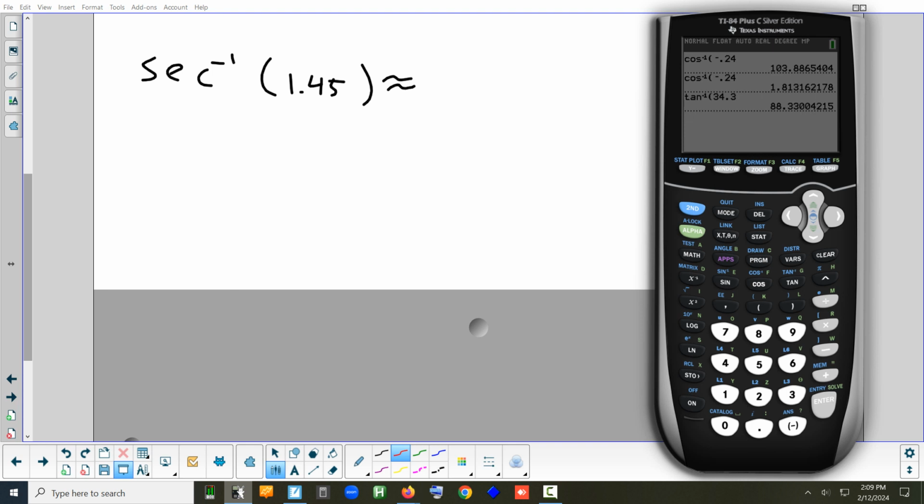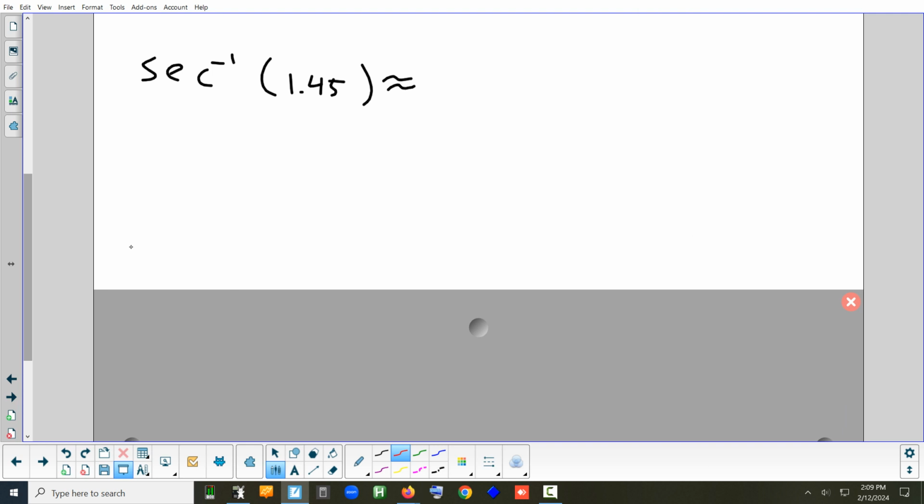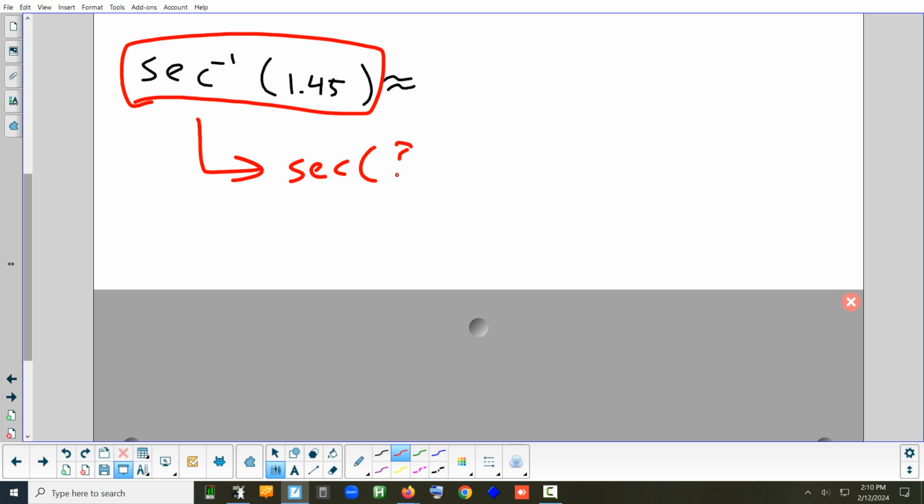Yeah? Is it the 1 over sine? Well, kind of. We're going to do something with 1 over, but not exactly like we did before. Can somebody reword this question for me? I want to reword it in a way that if I don't know what inverse trig means, I have something right here. How can we reword that question? Alex? Secant of an angle equals 1.45. Yes. The secant of what angle is 1.45? Yep.